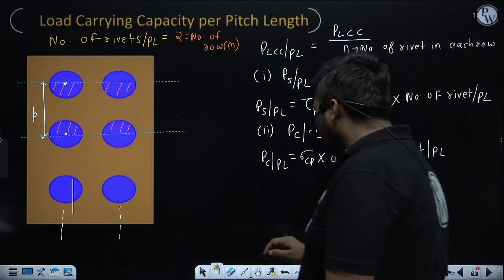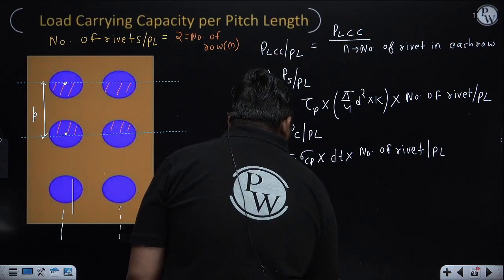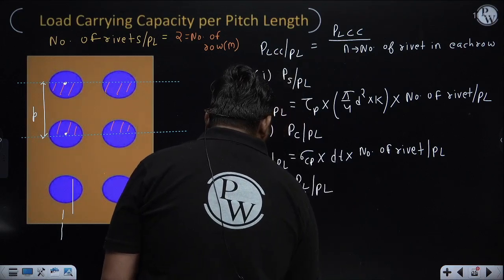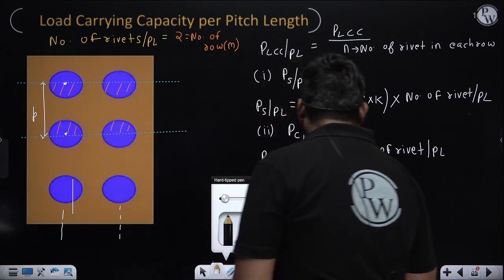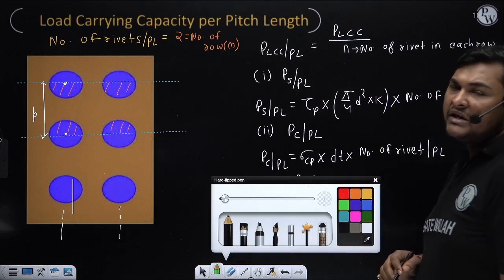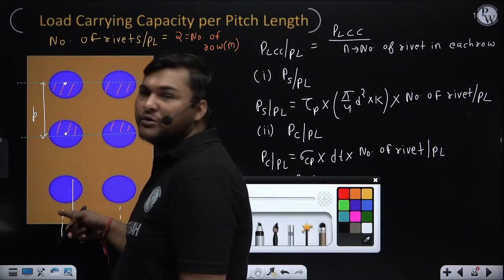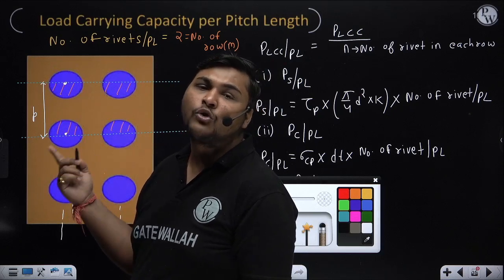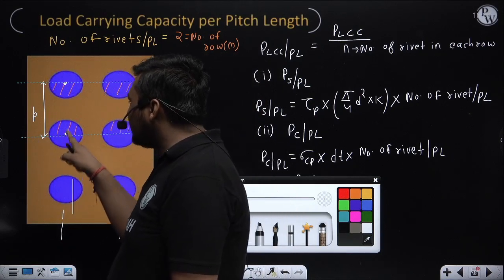Now similarly I am writing the expression of tearing load carrying capacity per pitch length. How to write it? For that, again we will see the row which is nearest to load P. Suppose this row is nearest to load P. You can take any row, because right now the number of rivets in each row is the same, where we are discussing that case. So the row which is nearest is this.